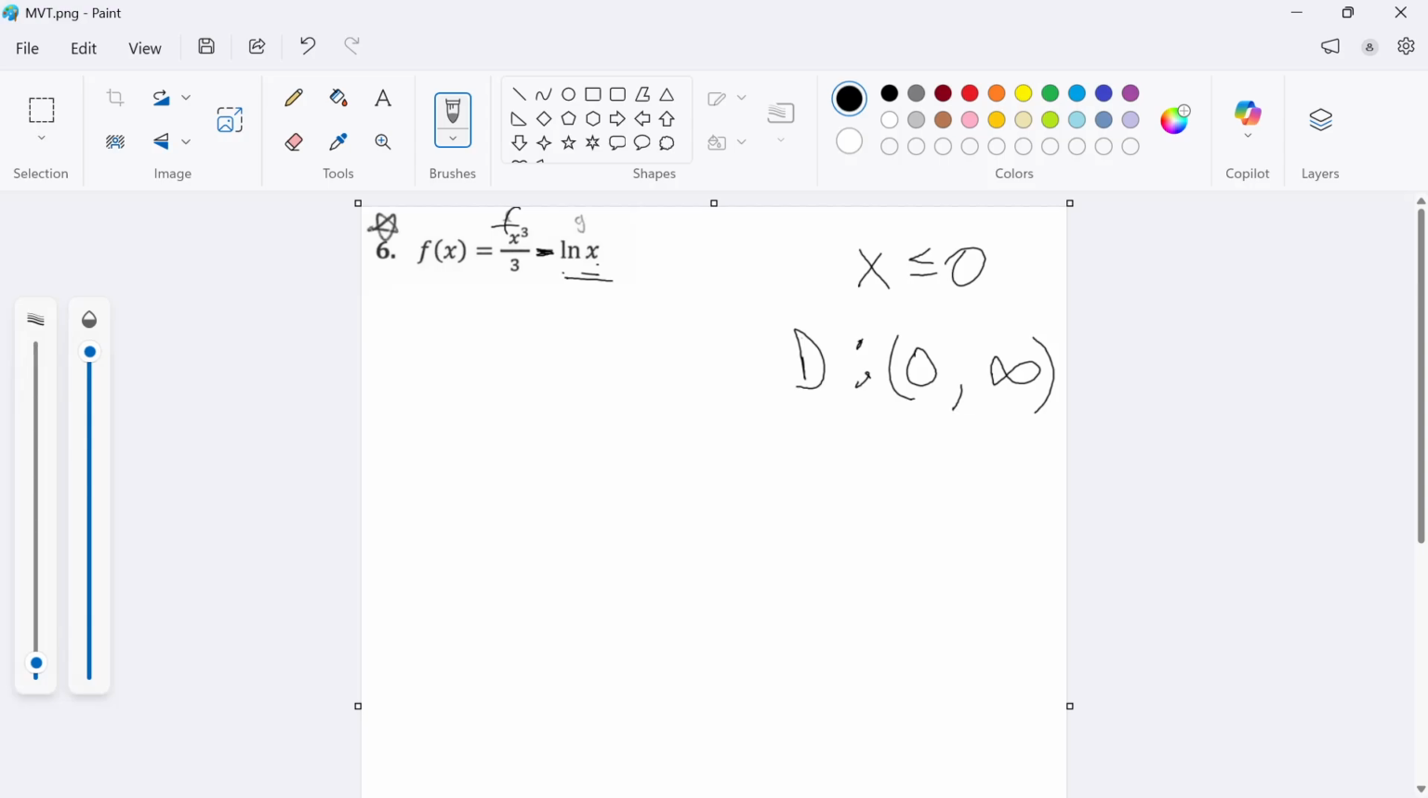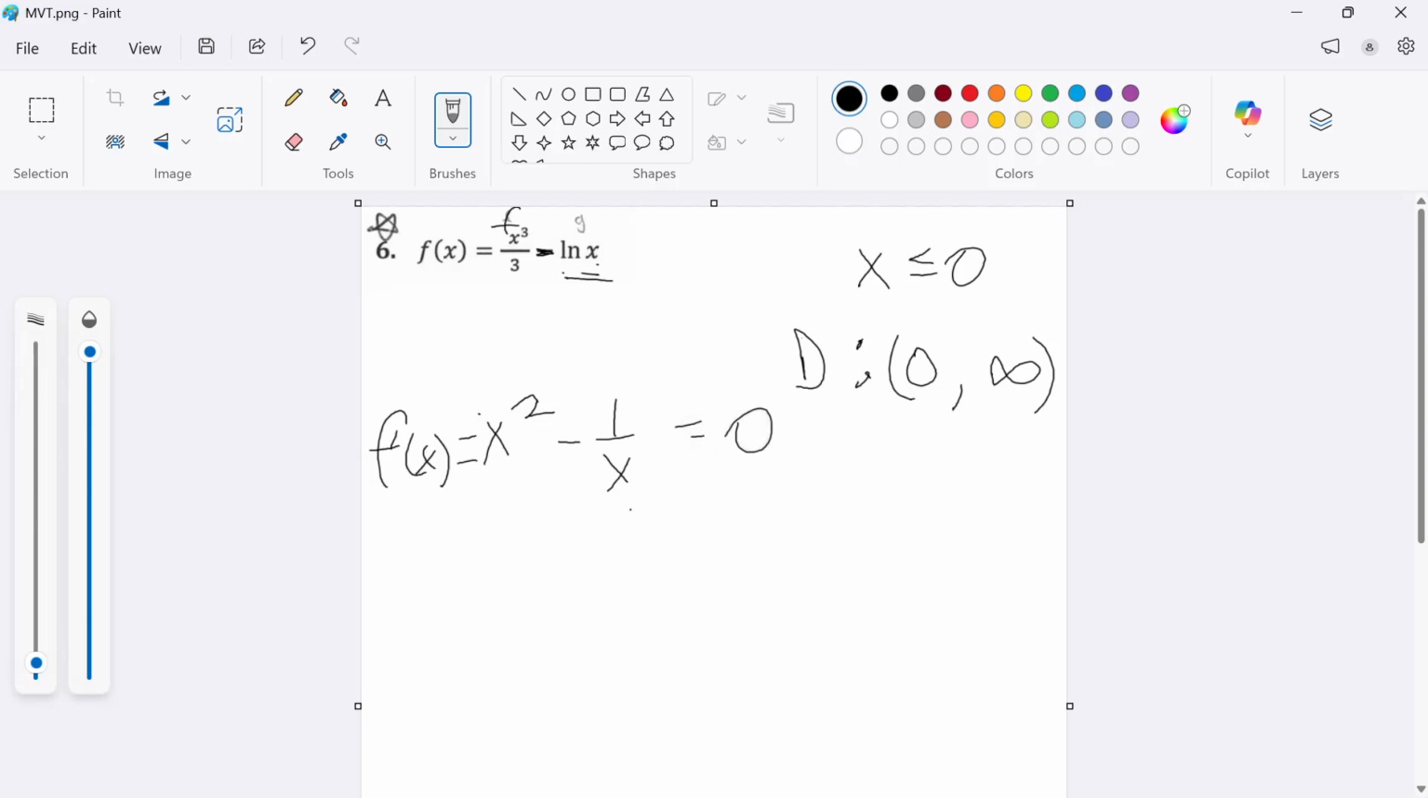This is 3x squared over 3, which is, the 3's cancel, so x squared, f prime of x, minus the derivative of log x, which is 1 over x. So x squared minus 1 over x. And I will set this equal to 0.